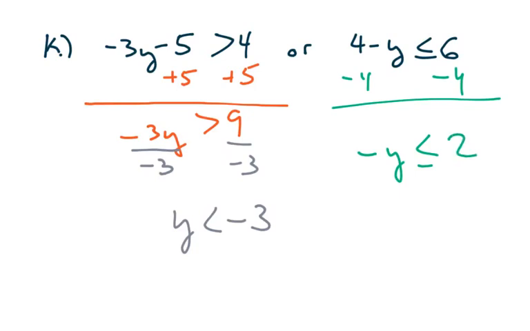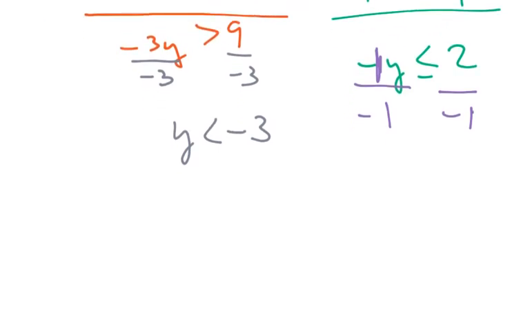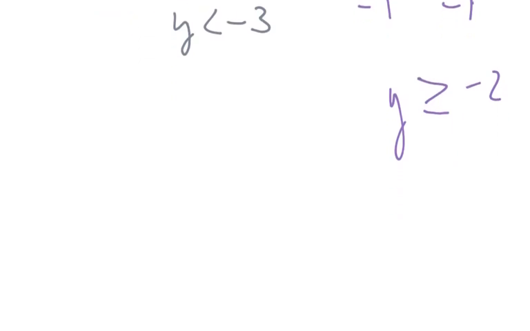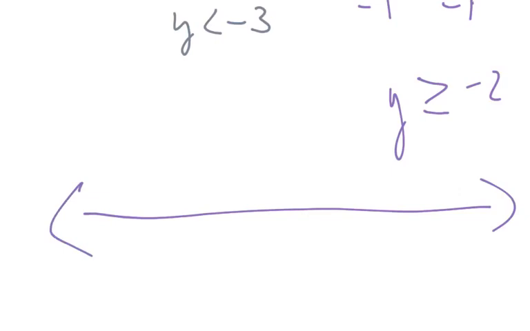Subtract 4. -y is less than 2. And again, I'm going to divide by -1, because there's technically a -1 here, right? And to get rid of that, we have to divide through by -1. And upon doing so, I get y. Remember, we got to flip the inequality. Divided by a negative, y is greater than -2. So let's graph what this one looks like. So y is less than -3 is here, and y is greater than -2 is here.